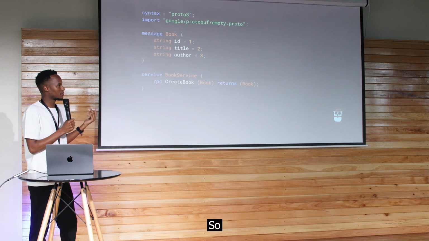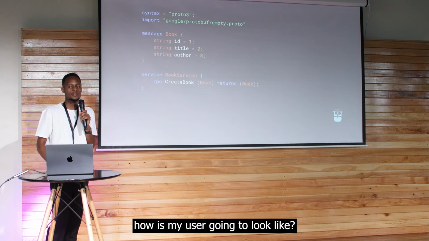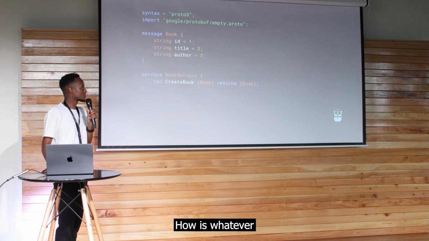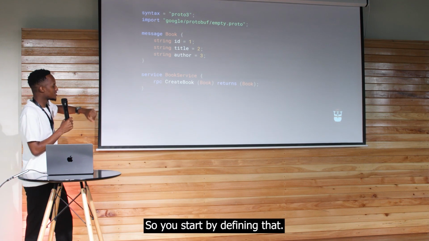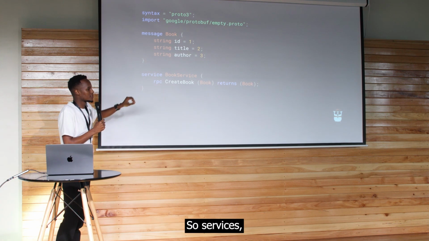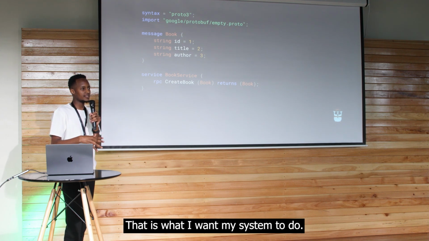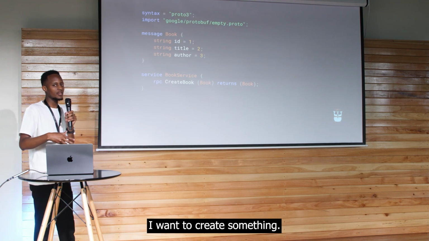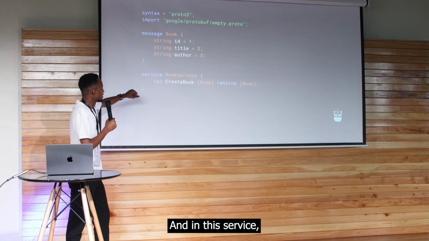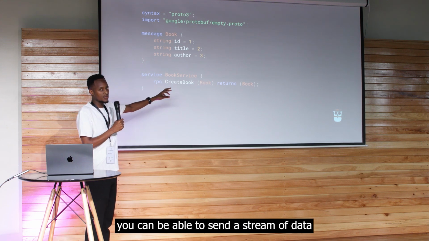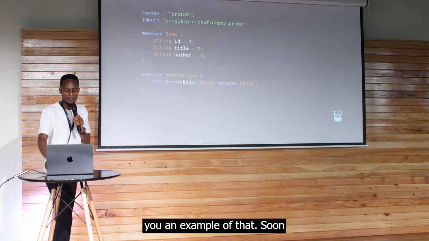So I'm sure even when you're coming up with APIs, you want to know how is my user going to look? How is whatever object you're dealing with going to look? So you start by defining that, and then we also have services. Services are like setting a contract that this is what I want my system to do. I want to create something, I want to read something. So in short, you can have your CRUD here. And in this service, you can send a stream of data or receive a stream of data. I'm going to show you an example of that soon.